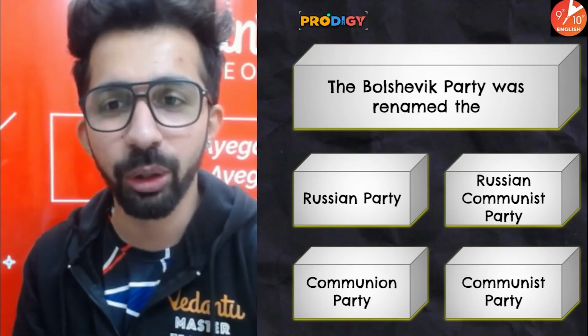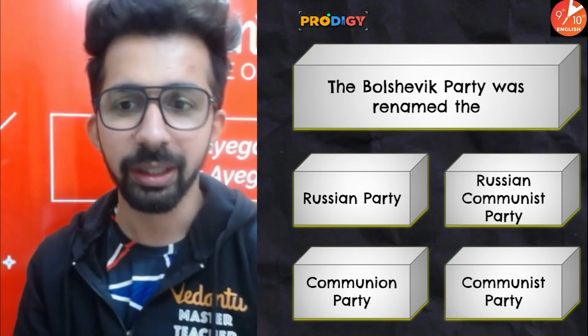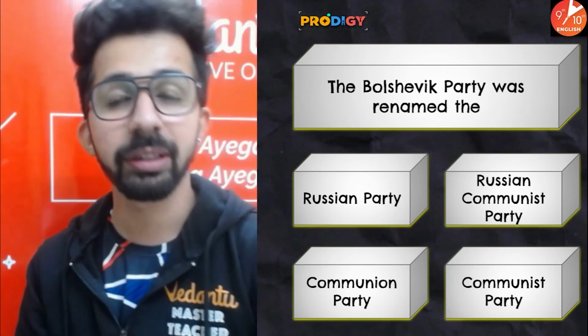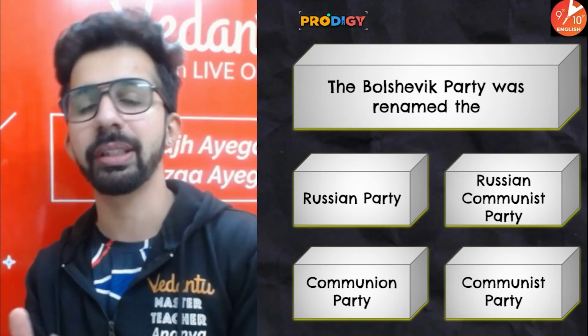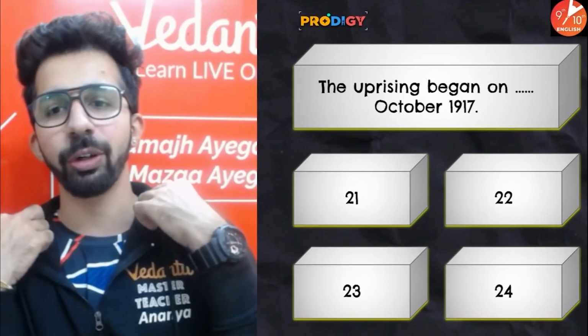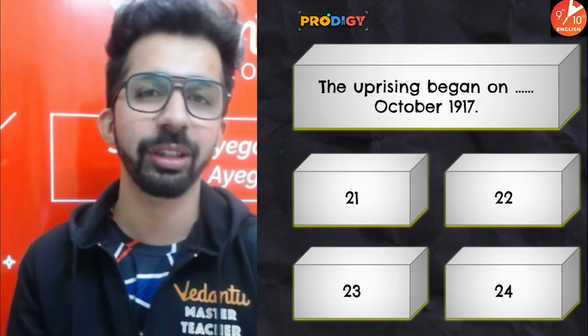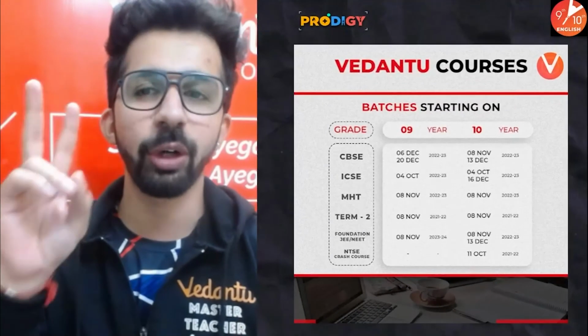The question is, the Bolshevik party was renamed the Russian Party, the Russian Communist Party, or the Communist Party? The second question is, the uprising began in October 1917. On which date? 21st, 22nd, 23rd, or 24th? So guys, these are your two homework questions.